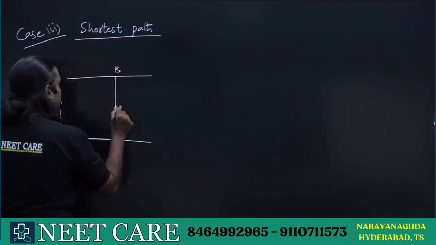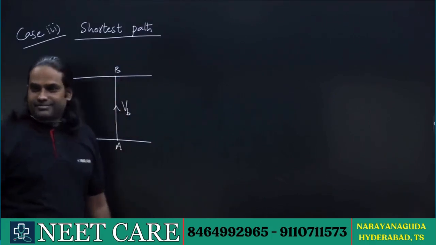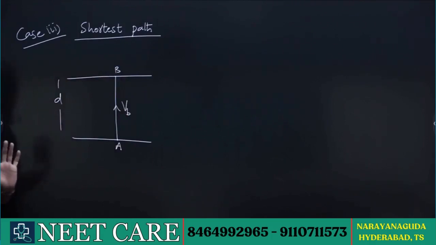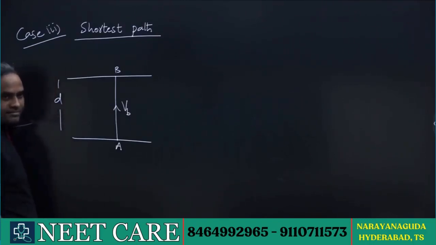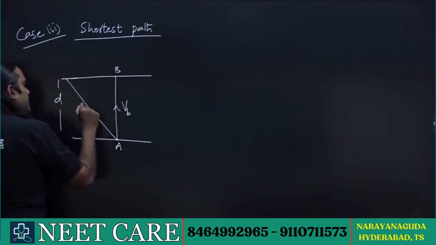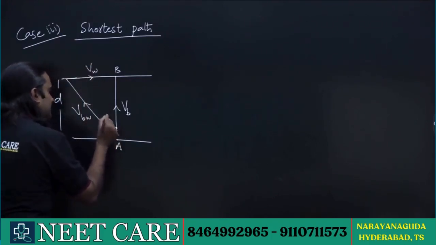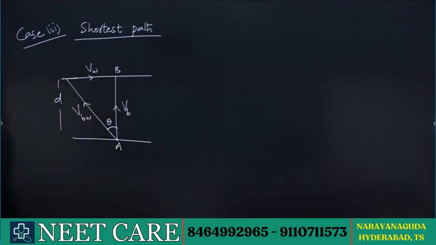So all the time the net velocity of the boat must be along AB. The condition is VB, not VBW. VB must be along AB. When VB is along AB, then only it can reach the exactly opposite end. For that, definitely the direction of VBW must be like this. You can take this as VBW, and this is VW. And let us consider this angle as theta. Identifying this theta is very important now.